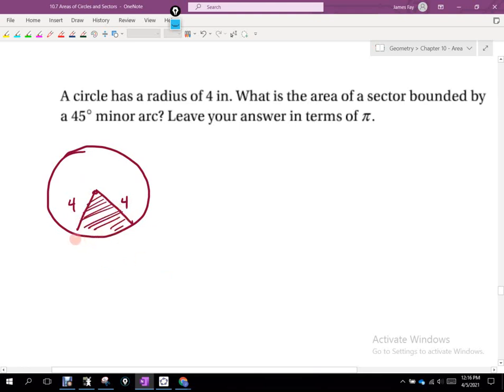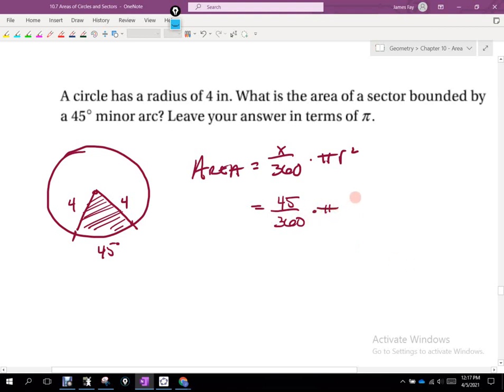And the sector is bounded by the minor arc, that's 45 degrees. So area equals x over 360 times pi r squared. X in this case would be what? 45 times pi, r would be 4. So if I square that, I get 16, correct?